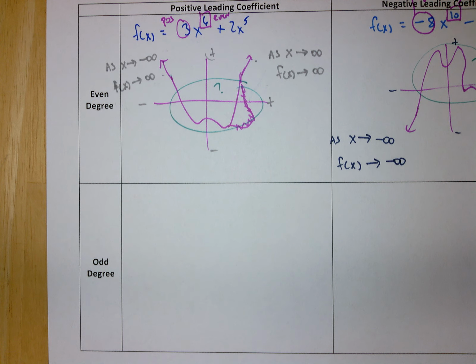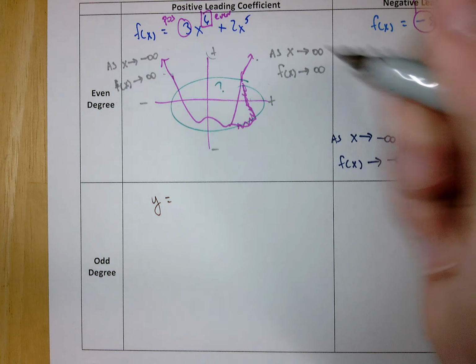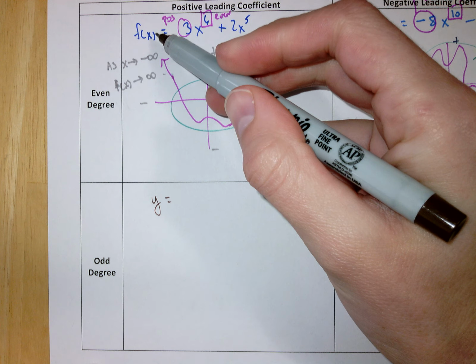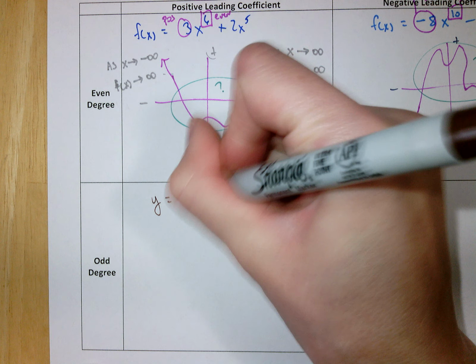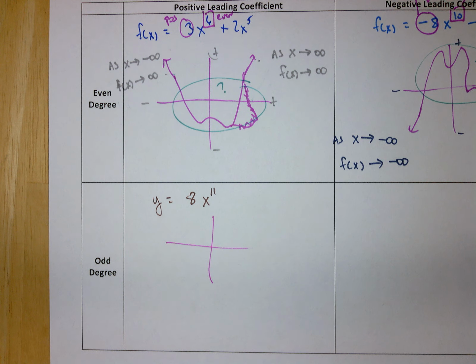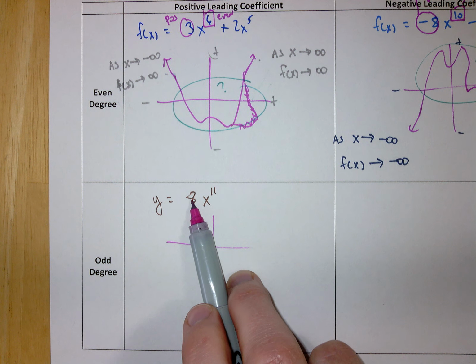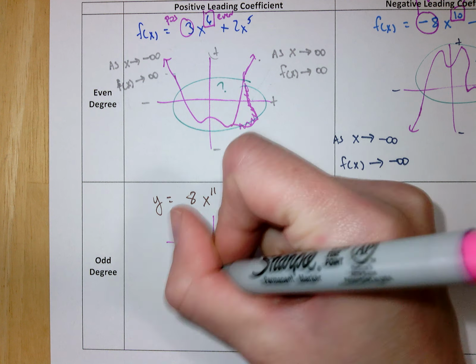All right, great. Next up, positive leading coefficient, but an odd degree. As an example of this one, I'm going to use different notation: y equals 8x to the 11th. It doesn't really matter, f of x or y. So we have a positive leading coefficient like 8 and an odd degree. When I think about what my graph is going to look like, it's an odd degree, so I'm expecting the squiggle, like an x cubed. And since it's a positive leading coefficient, I'm not flipping anything, so it's going to look something like this.